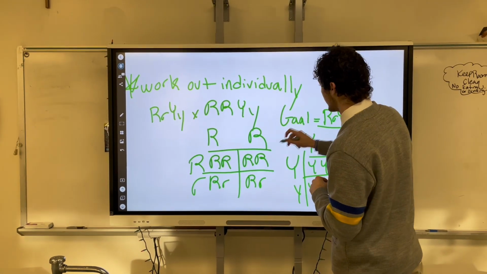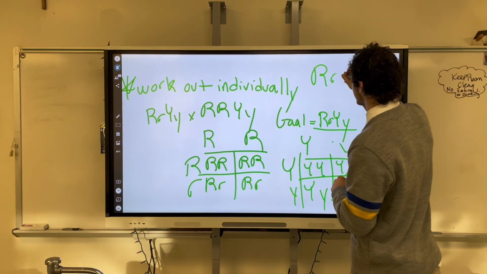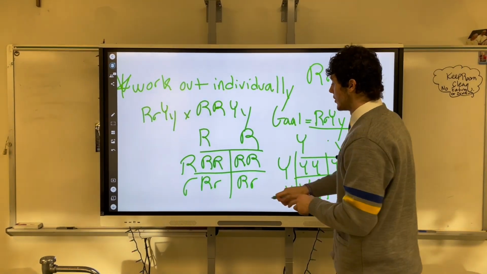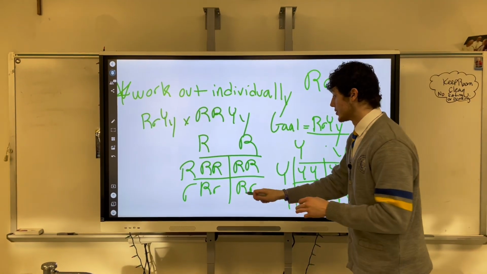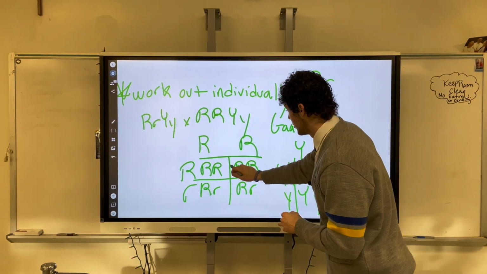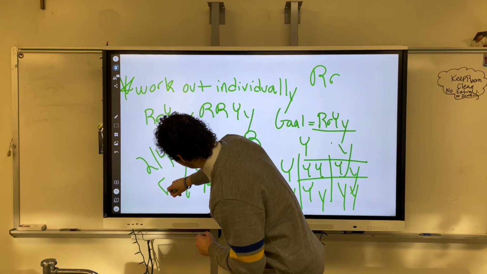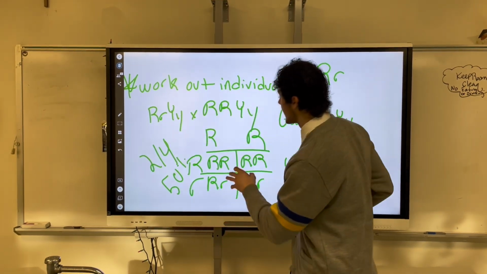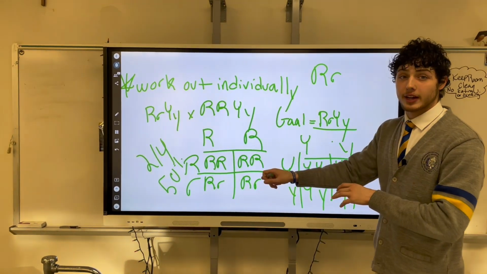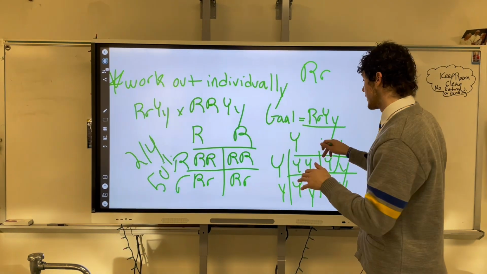For the R, we want this heterozygous R. This is the goal. So let's work this out. So 1, 2 out of 4. So we have 2 out of 4, we have 50%. So there is a 50% chance we're going to get this heterozygous R. So that's it. The R is done. Now let's move to the Y.